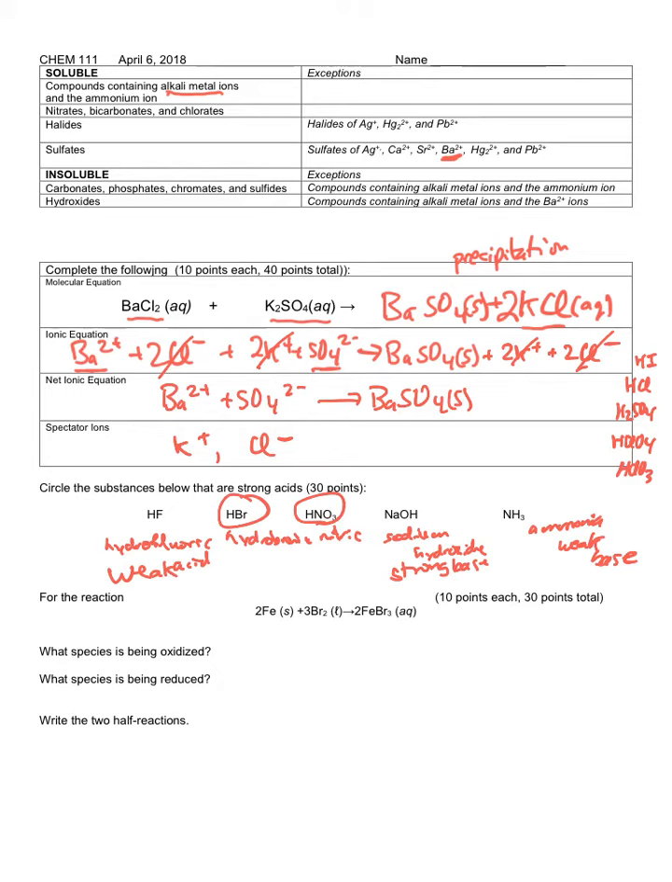The next question involves oxidation reduction, or redox. So it's asking what species is being oxidized, what species is being reduced, and to write the 2 half reactions. So let's go ahead and determine the oxidation number of everything that we see in this chemical equation. Whenever you see an element by itself, in its elemental form, its oxidation number is 0. So the solid iron and the liquid bromine, those both have oxidation numbers of 0.